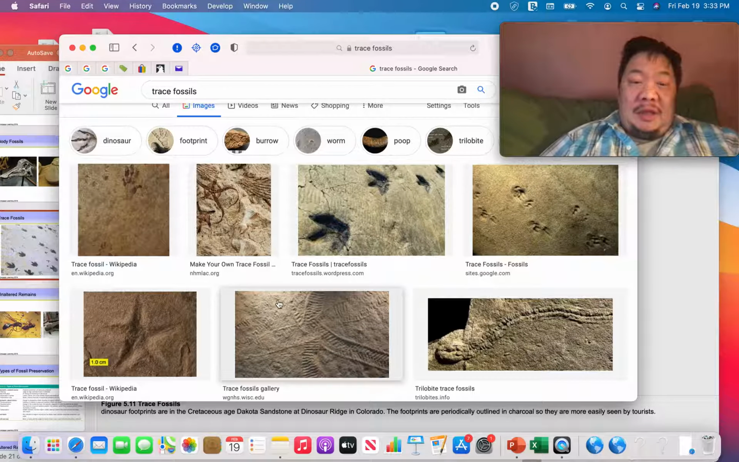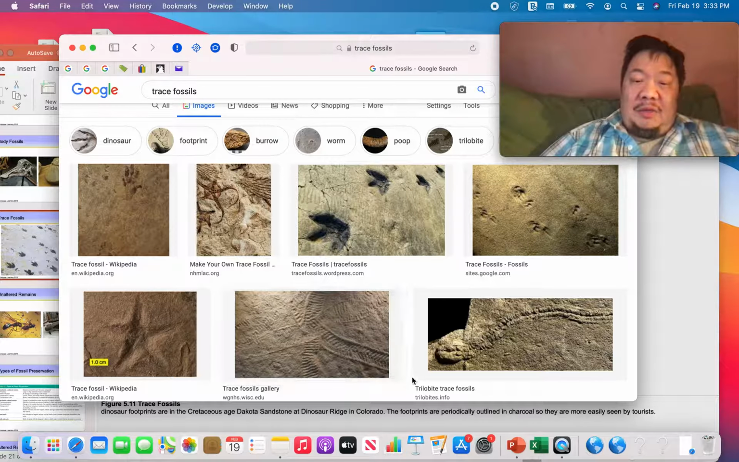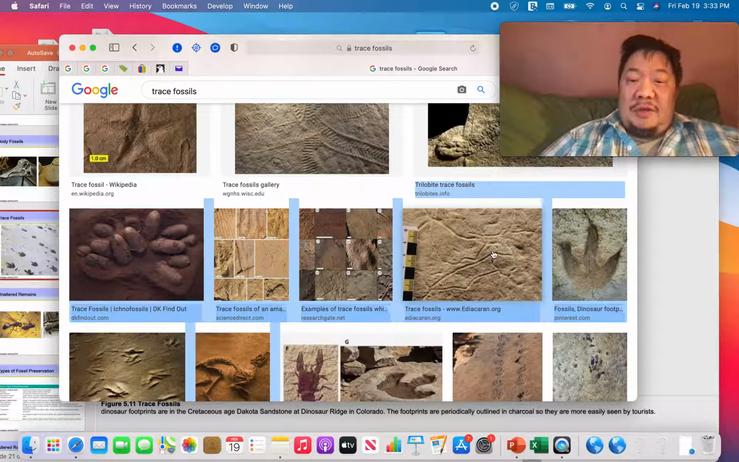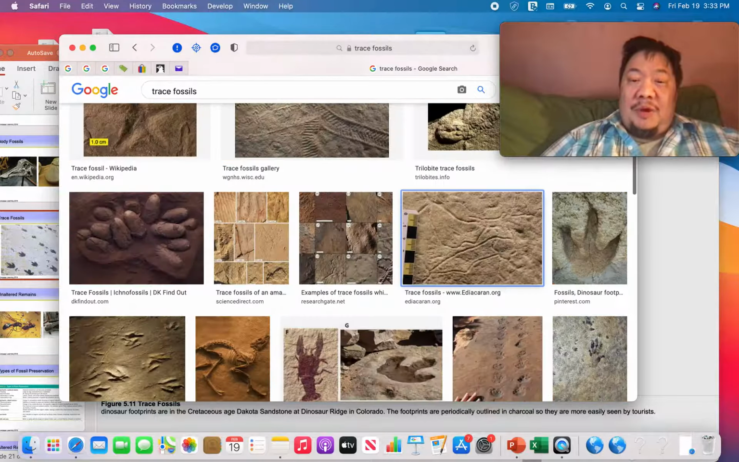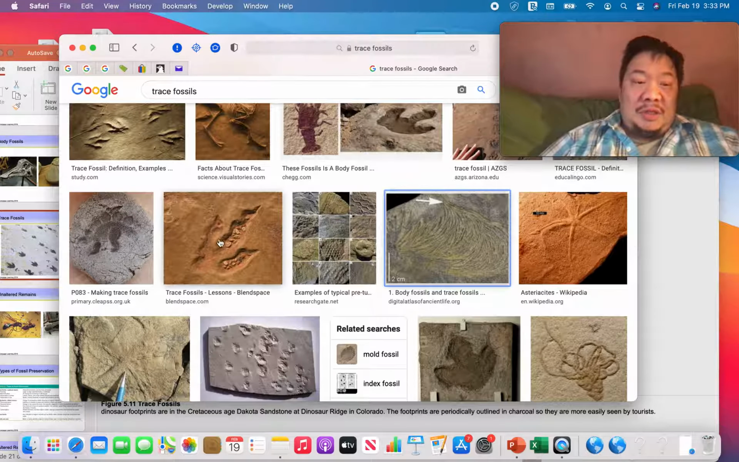Well, how about the tracks that are left behind by a snake as it winds its way through the desert? That would be a trace fossil. Or here you can see trace fossils, some animal left behind these tracks. Footprints are trace fossils for humans or dinosaurs, such as this one here.